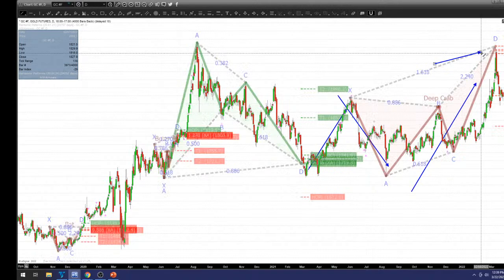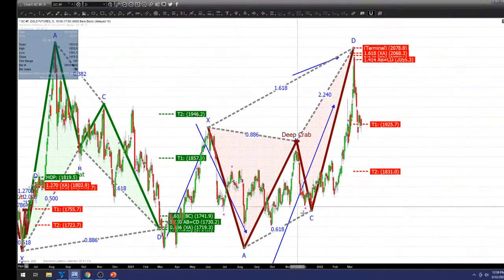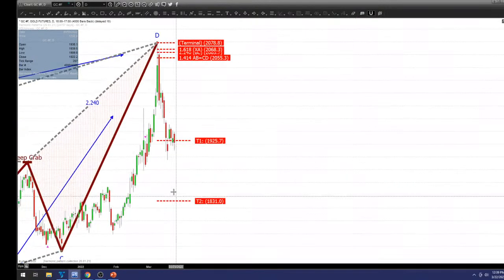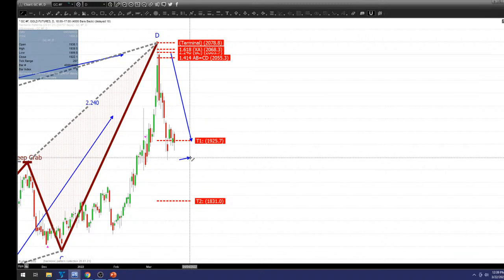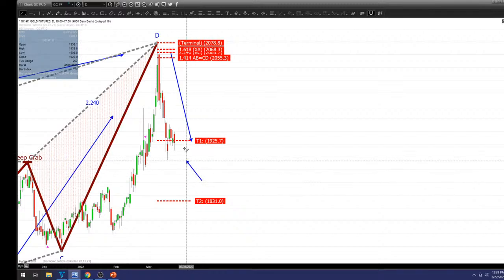Then you had also the deep crab. So we're just still pausing. Reaction on here. 1925 is going to be support. I'm not surprised to see this thing take more time.